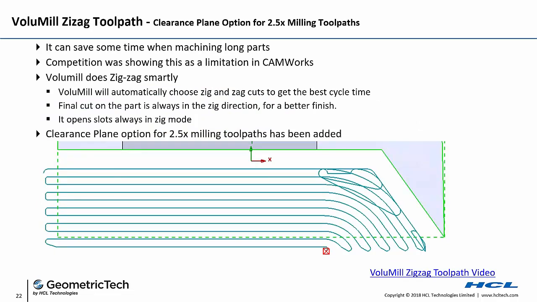Another nice new enhancement, volume mill zigzag toolpath. There's now a new volume mill type of toolpath that can be created for zigzag, and this is an enhancement that we've added. Some of the other CAM systems out there had it, so we've added this to stay competitive with our competition, and we've actually made this smarter than most of the other cycles that are out there. It'll automatically choose zigzag cuts to get the best cycle time.